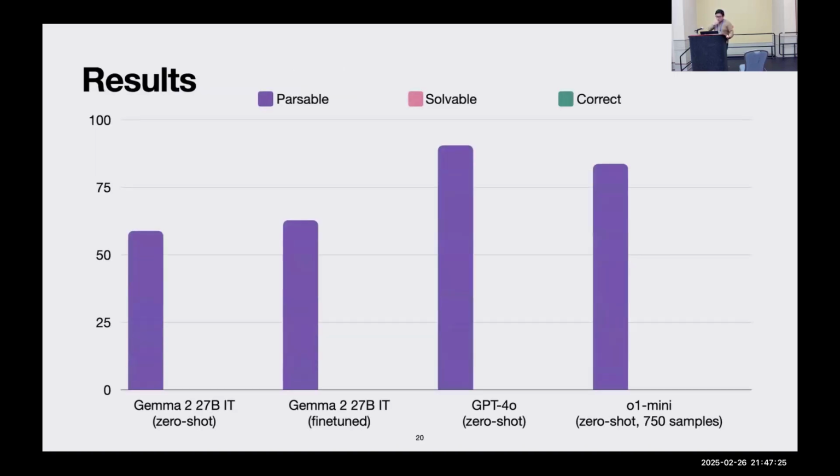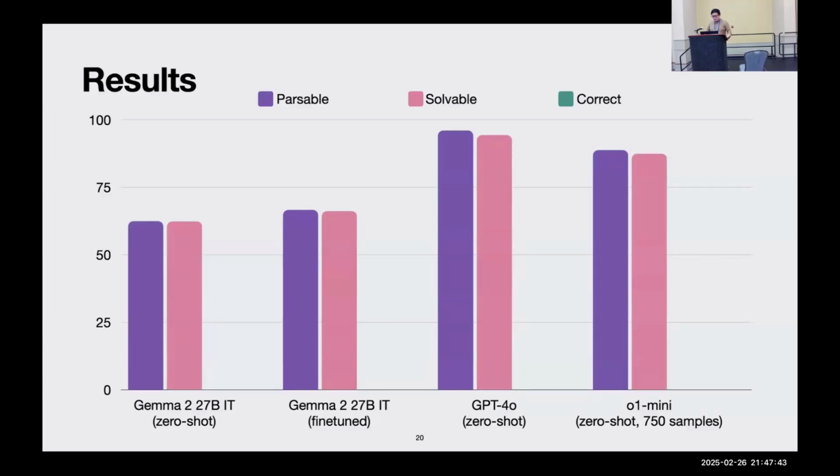So I'm going to show you the results now. For parsability, yes, great. GPT-4o and O1 are doing really, really good. They do a solid job of producing parsable PDDL text. The Gemma 2 family don't do quite as well. This is the 27B, which is the biggest and best at the time. Solvability, it's a little different. It's more or less the same, right? But when we look at correctness, there's a huge jump difference between something that's correct and something that's solvable. So that's showing that the measure that we're looking at is important, right?